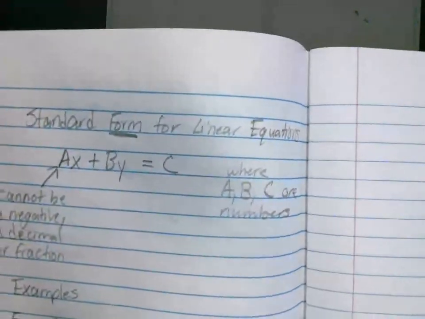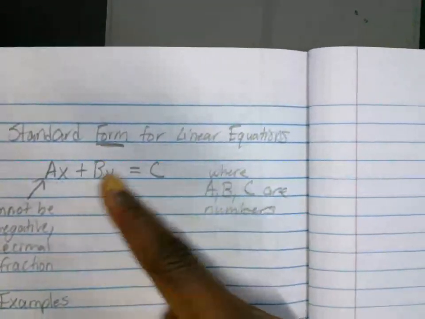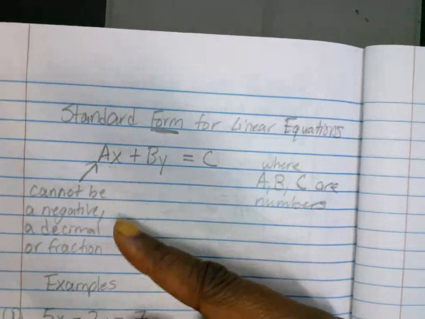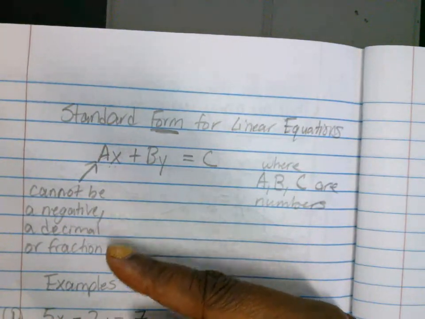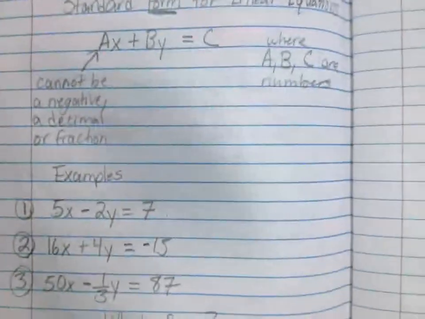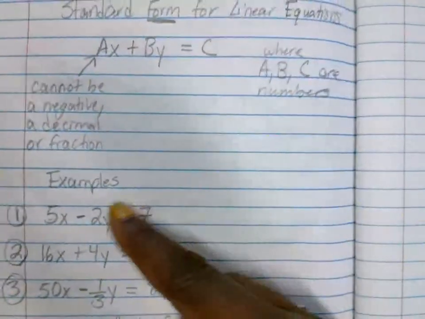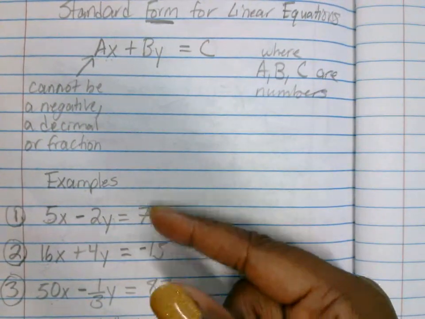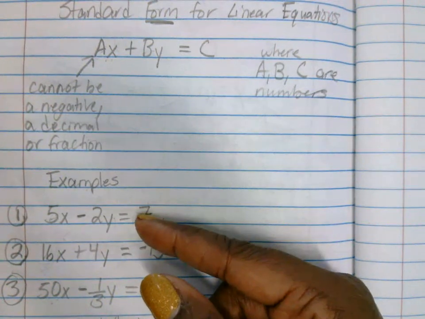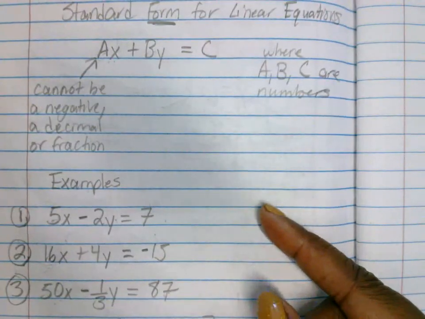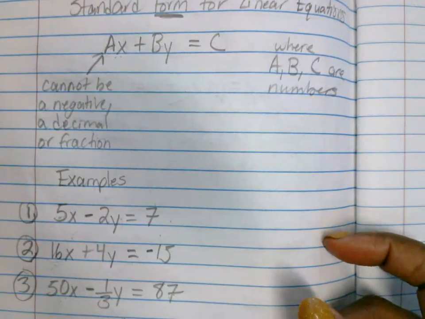Then we talked about the standard form, where A, B, and C are all numbers. The A term, the number attached to the x, cannot be negative, cannot be a decimal, cannot be a fraction. You have your x term, your y term, and your constant on the end. The number that has no variable attached to it is by itself. So it could be the other way around. You can have 7 is equal to 5x minus 2y.